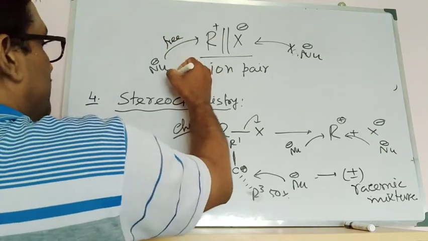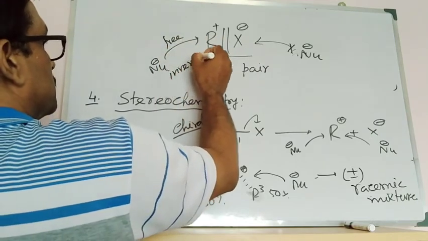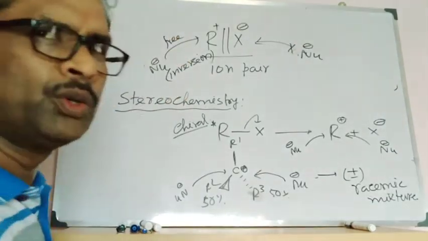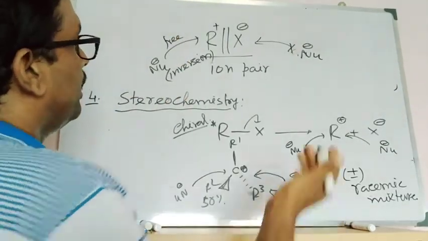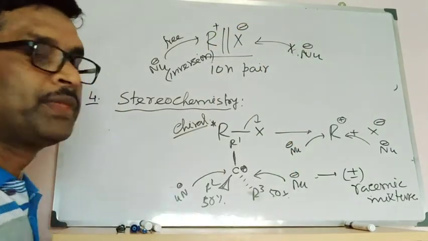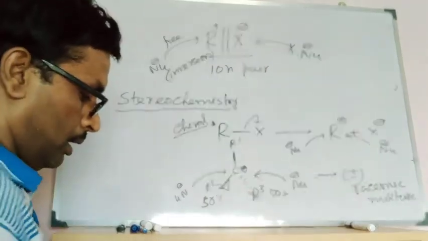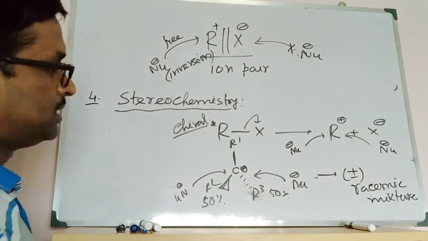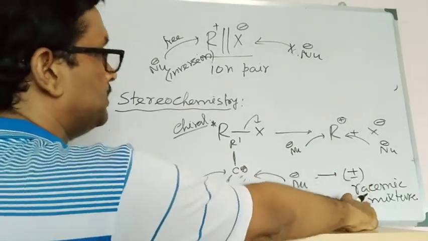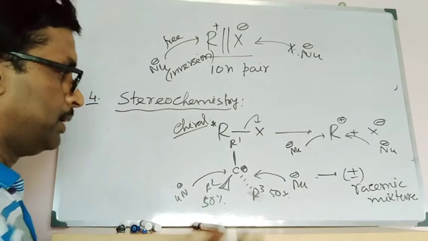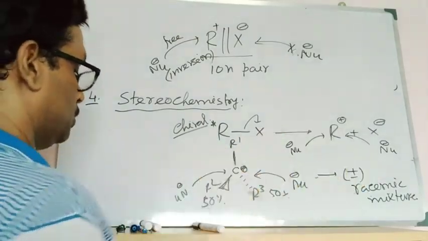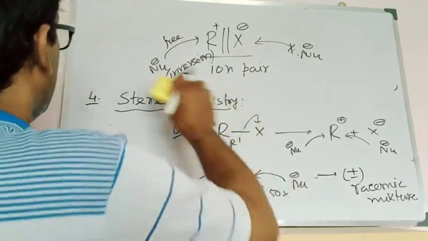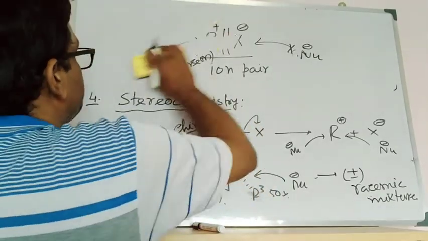That's why the inversion product will be slightly higher, about 52 to 48 or 53 to 47, with retention being the remainder. So this is the theory for why the product is not 100% racemic but slightly inverted. But if you are asked the question, then you should answer that it is racemic in nature. This one is racemic in nature. So this one is number 4.